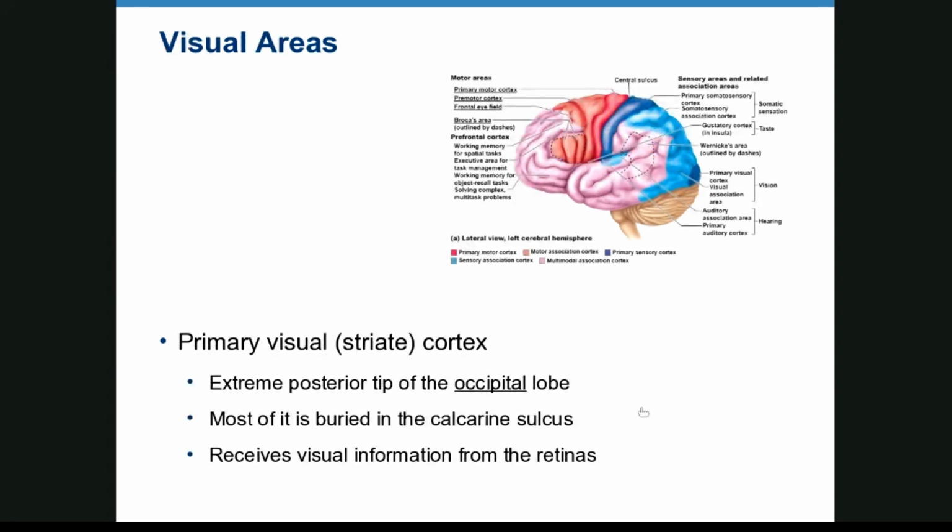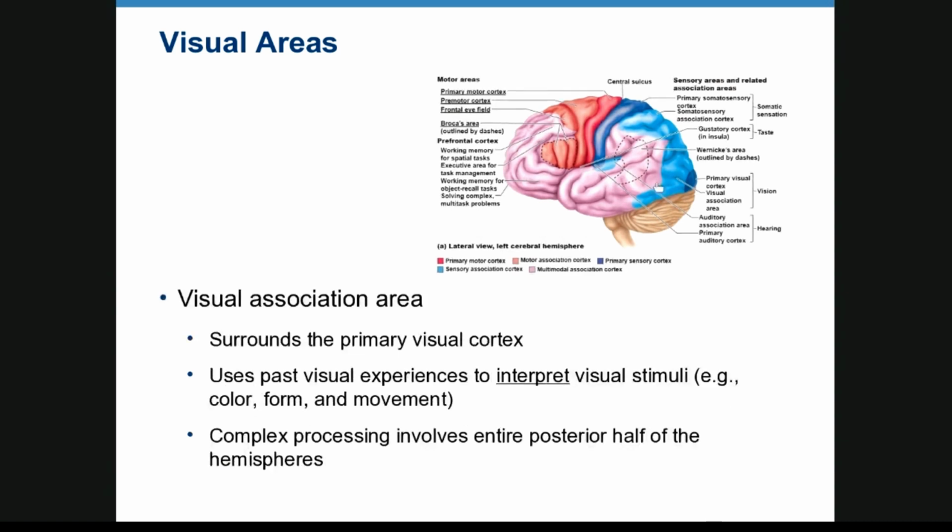Now, the visual areas. We have the primary visual cortex way back here in the occipital lobe, and it receives sensation from the retinas. Now, the visual association area takes up a good bit of the occipital lobe, and it interprets visual stimuli. It's very complex and involves basically the entire back half of the cerebral hemispheres.